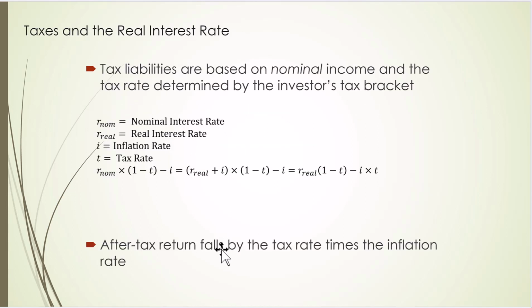Sometimes we also want to incorporate taxes. So again, how can we solve these formulas? These equations here, they all have to be equal, right? So the nominal rate, you multiply that by 1 minus t and subtract inflation. That equals the real rate plus inflation, multiplied by 1 minus t minus I, which also is what? The real rate times 1 minus t minus I times t. So the after-tax return falls by the tax rate times the inflation rate.